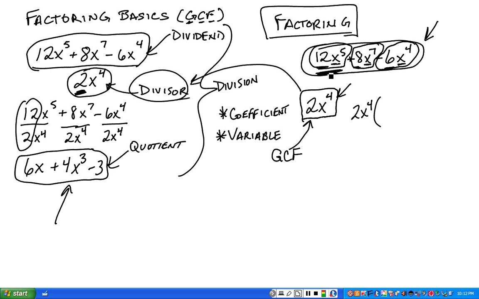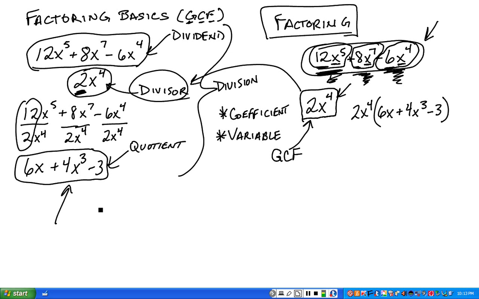If we factored the 2x to the 4th out of this first term, which is 12x to the 5th, the 12 divided by the 2 would give me a 6, and x to the 5th, pulling out x to the 4th, gives me x. Then I look at pulling 2x to the 4th out of this middle term, that gives me a plus 4x to the 3rd. Then pulling 2x to the 4th out of this last term gives me a minus 3, because the x's will cancel.